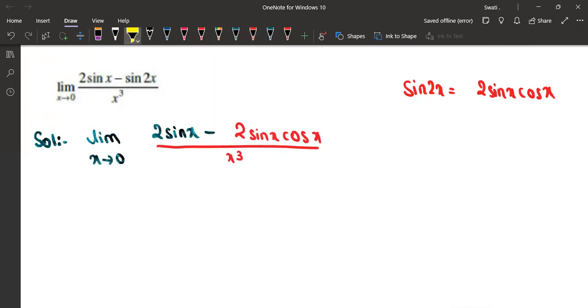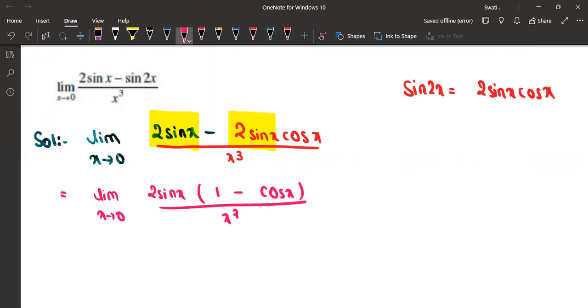Now here you can observe that we have 2 sine x here and we have 2 sine x here also. So this 2 sine x, I'll take common. So limit x tends to 0, and taking that 2 sine x common, I'm getting inside the bracket 1 minus cos x, right, upon x cube. Now here I'm going to use another formula. Basically, I'm trying to convert everything here in terms of sine only. So this 2 sine x is already in sine x, so no need to convert this. 1 as it is, and this cos x I'm going to convert.